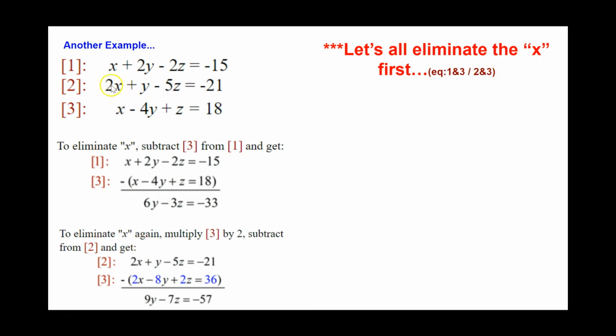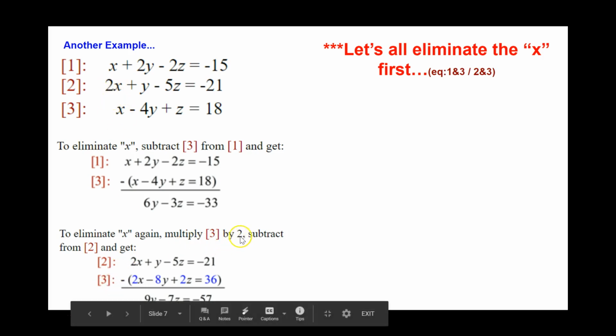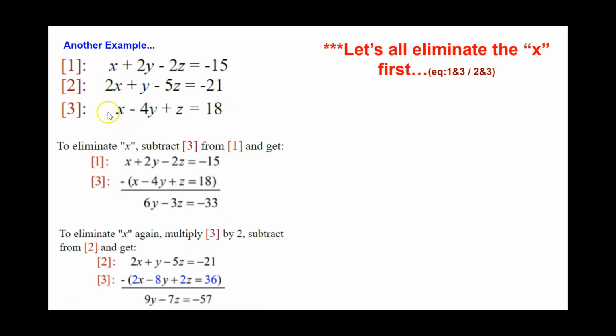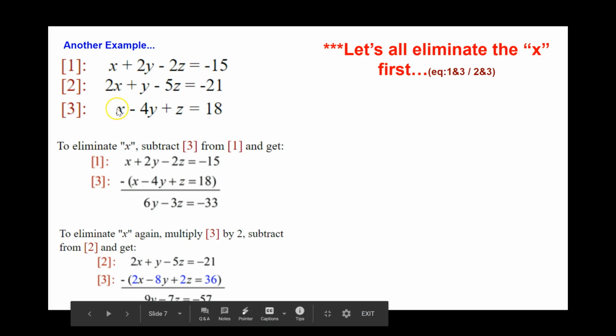Now for 2 and 3, the x's don't completely go away by subtracting or adding them. If I subtract them, I have an x. If I add them, I get 3x. So I need to multiply this x by something so these x's will cancel out. And it looks like if I take a 2 and multiply everything by 2 and subtract them, this times 2 gives us 2x. This here gives us -8. This 2 here gives us 2z. And then if I double 18, it gives us 36. So I took equation 3 multiplied by 2 and now subtract them.